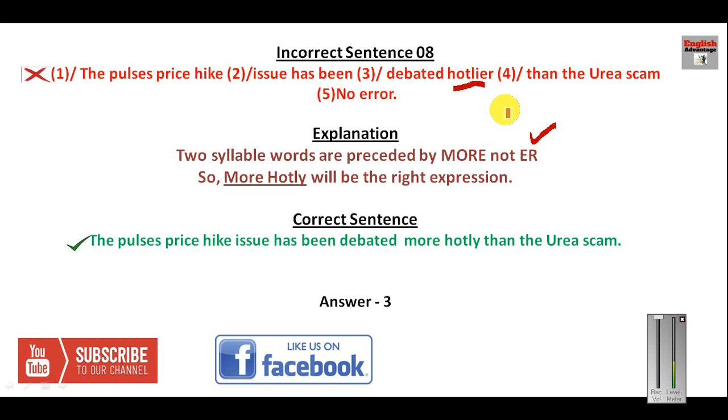Syllable means a vowel sound. So this word has 2 vowel sounds. That is why you have to say more hotly, not hotlier. In all the long adjectives which have more than 2 syllables, we always use more intelligent, more beautiful. But in small words like hot and fast, we use faster, hotter. More hotly, and your answer will be 3rd.